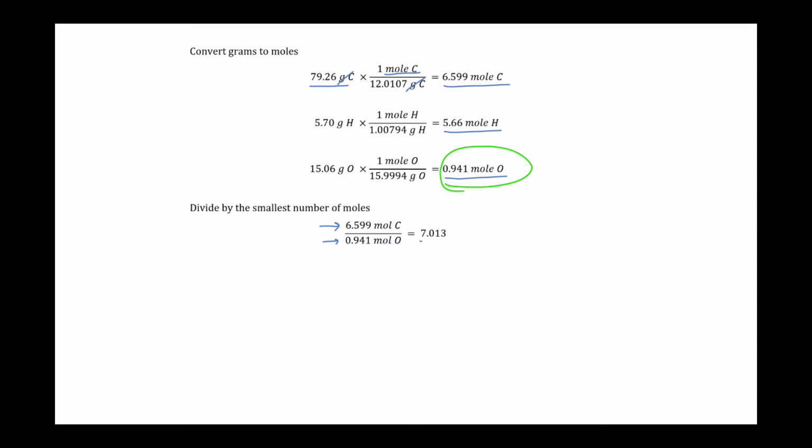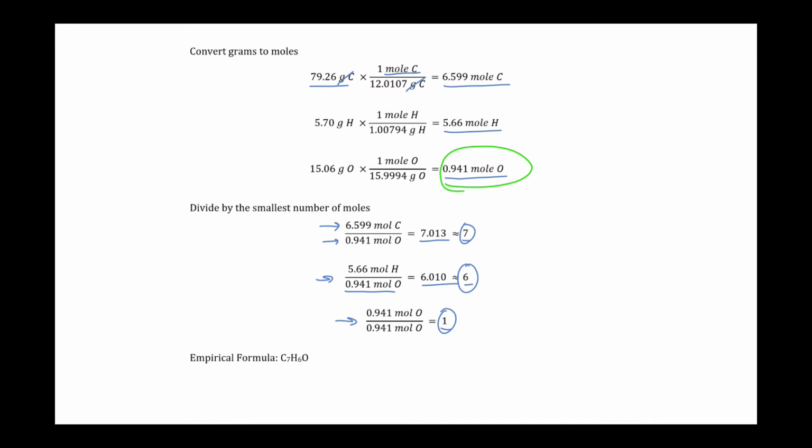Now when I do this, I get 7.013. When I do the same thing for hydrogen, again, dividing by the moles of oxygen, I get 6.010. And of course, when I divide my moles of oxygen by the moles of oxygen, I get exactly 1. Now, for empirical formulas, we are obviously looking for whole numbers. So we assume that our 7.013 is 7. Our 6.010 is 6. That means we have 7 carbons, 6 hydrogens, and 1 oxygen.